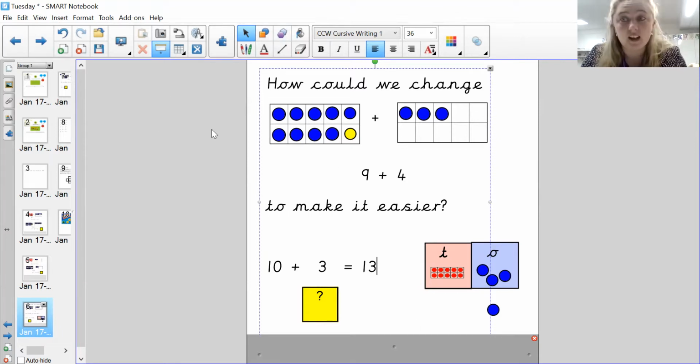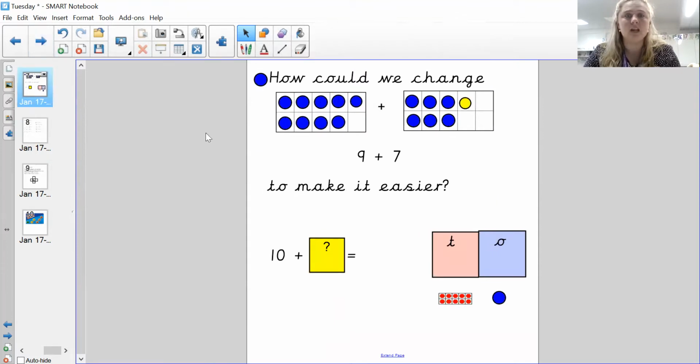Okay, now it's your turn. How could we change 9 plus 7, 1, 2, 3, 4, 5, 6, 7, to make it easier? Remember, we're making tens. So pause me and can you draw this question, but show me how we could make it easier. You could do it on a whiteboard if you want, because this is just to help you out. Pause me now and do that.